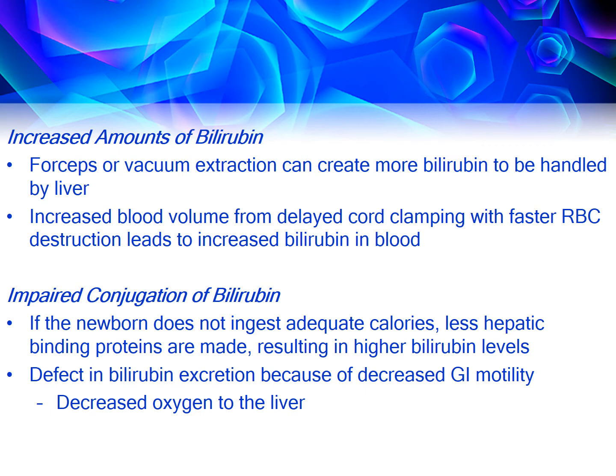Impaired conjugation of bilirubin, or metabolizing our bilirubin. If your newborn doesn't ingest adequate calories, then there's less hepatic binding proteins made, which gives us those higher bilirubin levels. Sometimes there can be a defect in bilirubin excretion because of a decreased GI motility and also a decreased oxygen to the liver.